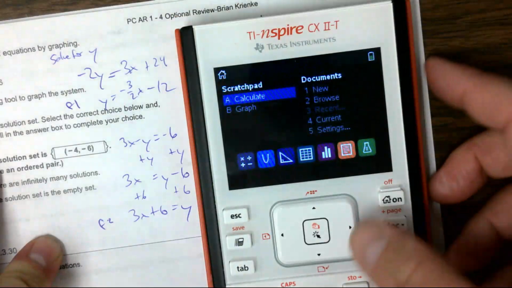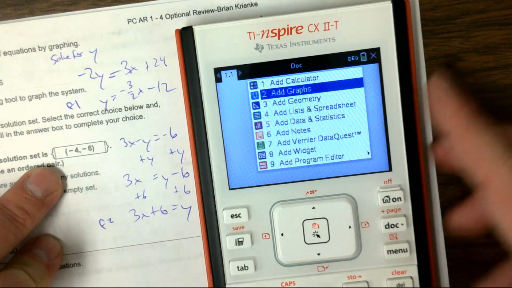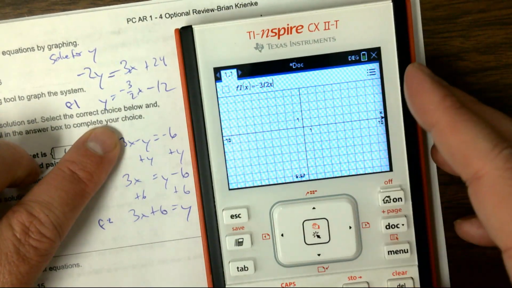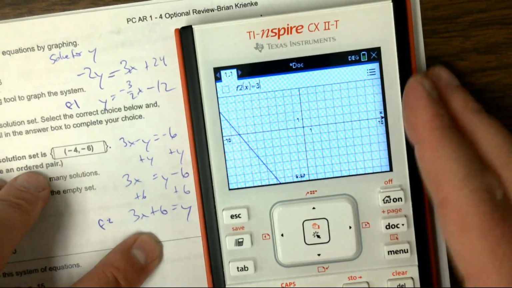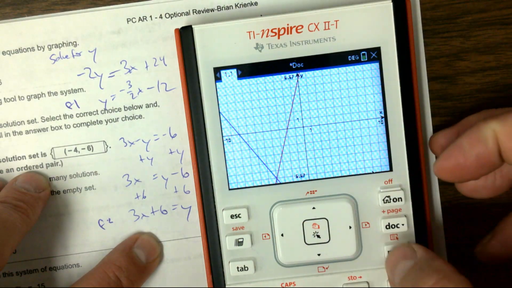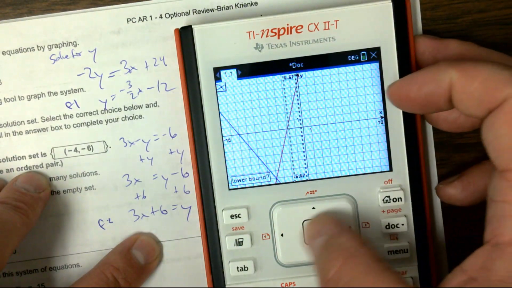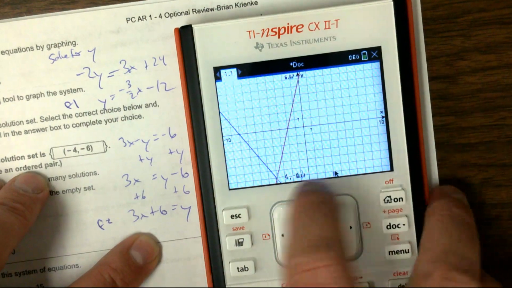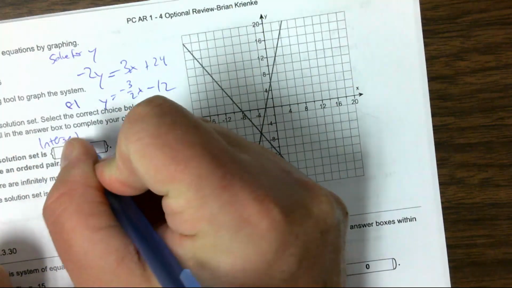So the first one would be f1, the second one would be f2, and we want the intersection. So we go new document, add graph, -3/2 x minus 12, and then we have 3x plus 6. So they cross right there. Menu, analyze, intersection. The intersection gives us our answer, and so that's (-4, -6). So that's your intersection.